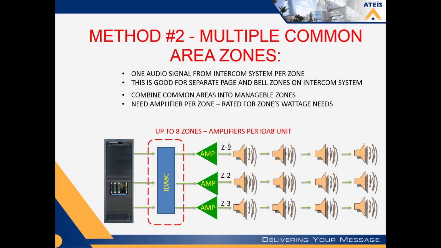So either one big zone with one bigger amplifier and all the common areas are out there, or you can zone these out as you need. You just have to have an input from the intercom system into the ID8 for every single zone, and then the ID8 has the outputs, and it still supervises everything: all the circuits, speakers, and amplifiers.